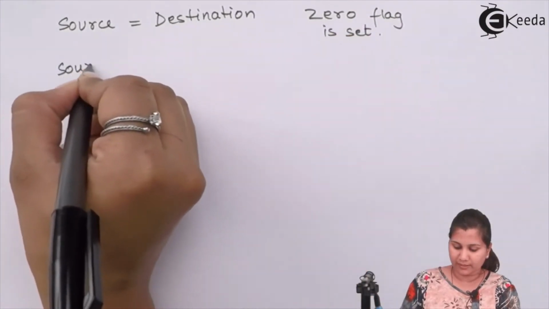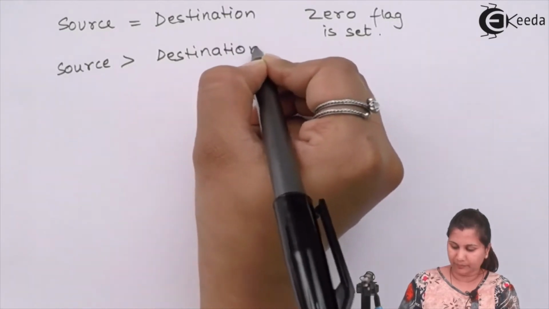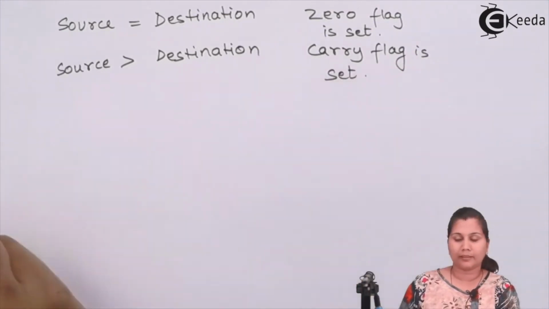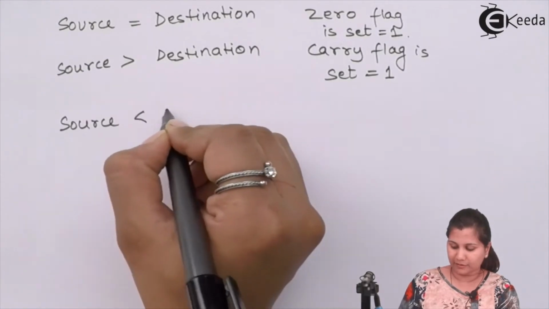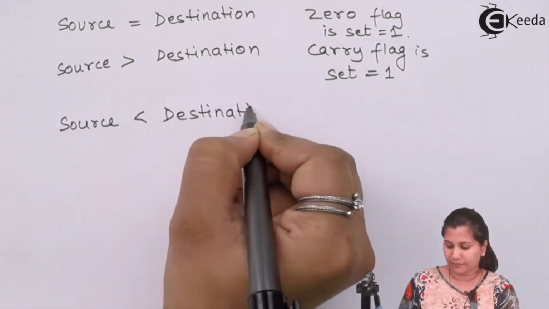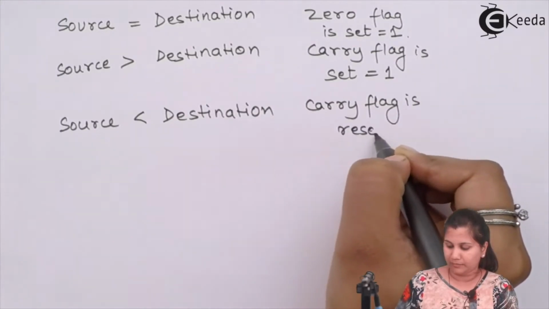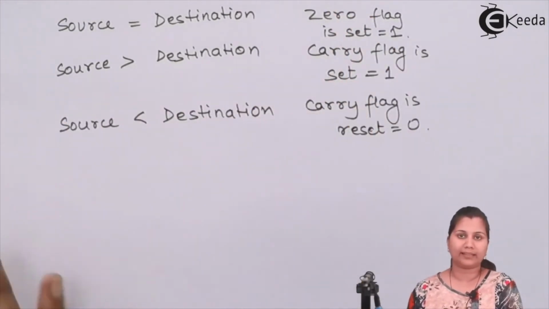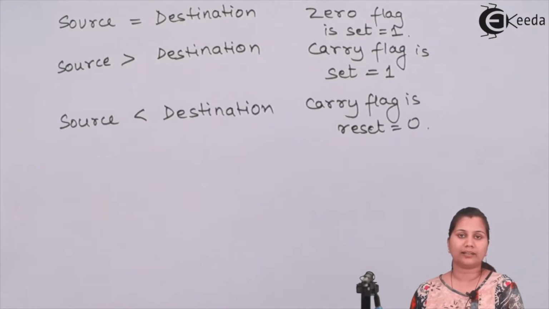If suppose source is greater than the destination, then carry flag is set, means it will be equal to 1. And if source is less than the destination, then carry flag is reset, means it will be 0. So this comparison is done by checking the zero and the carry flags. If they are set or reset, then the interpretations are made whether the contents are equal to each other or they are greater than or less than each other.